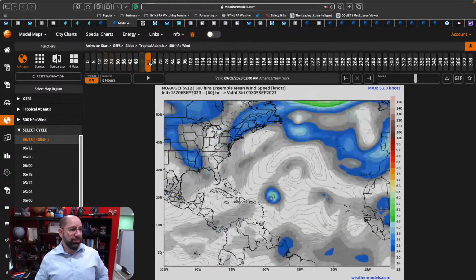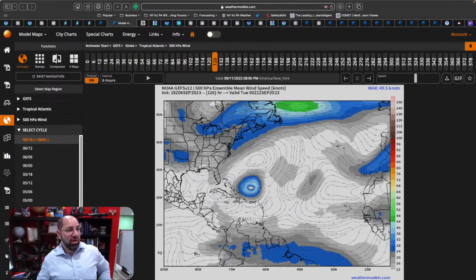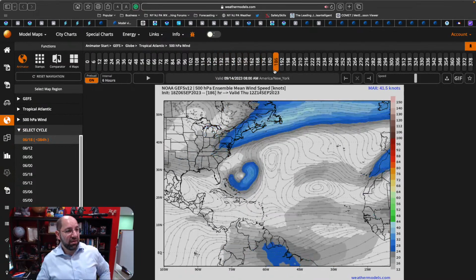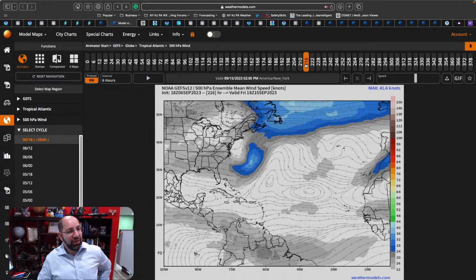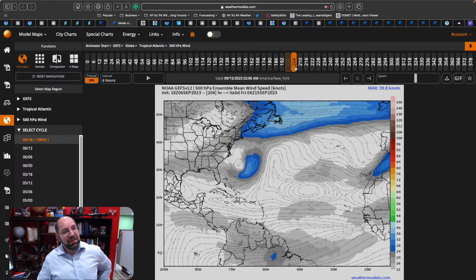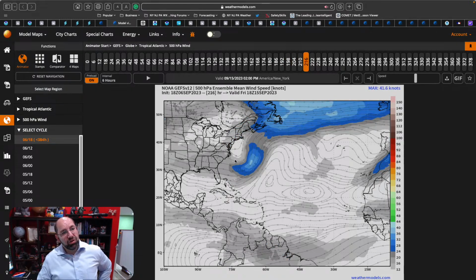Okay, so there's our hurricane marching along. There's our ridge that gets enhanced. Now what happens is that the trough goes positive, but then it tries to pull some of the members further to the west despite a positive tilt here.